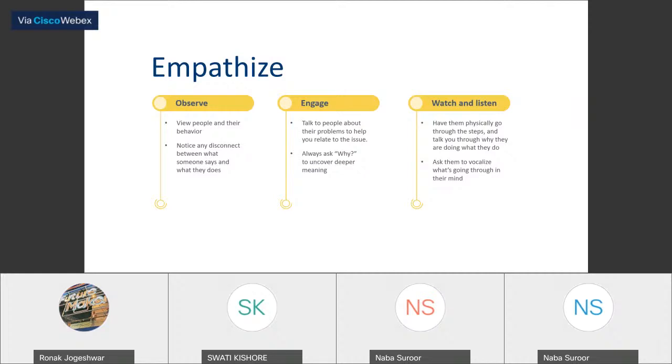When you empathize with your audience, with the people around you, it can be your parents, your teachers, an industry, the community people around you, anyone. Always remember these 3 important mantras: observe their behavior, notice the disconnect between what someone says and what someone does; engage with them, ask them deeper questions, ask them the why questions; and watch and listen. There are so many things that you don't even realize is a problem until and unless you actually physically do it. So engage with them as much as you can.